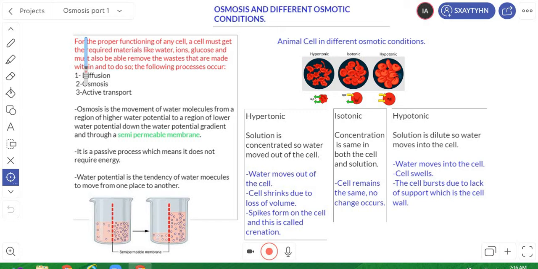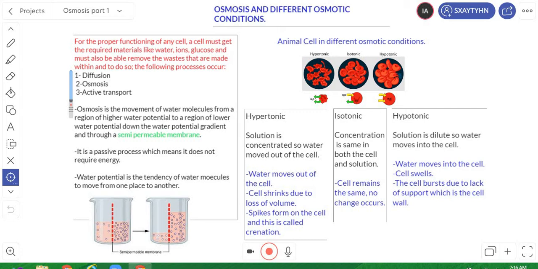Now let's first understand this. For the proper functioning of any cell, a cell must get the required materials like water, ions, glucose, and must also be able to remove the waste products that are made within, and to do so the following processes occur: diffusion, osmosis, and active transport. Now these are the three major processes by which substances can enter or exit a cell.